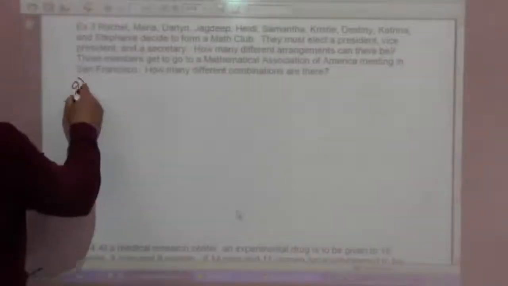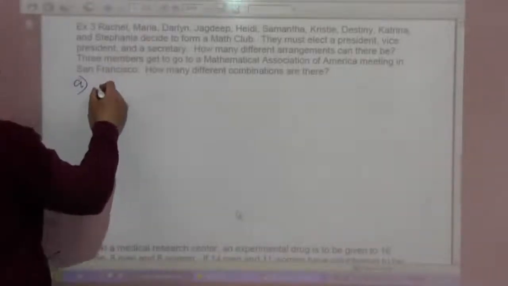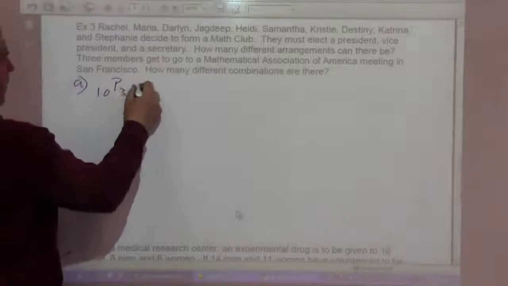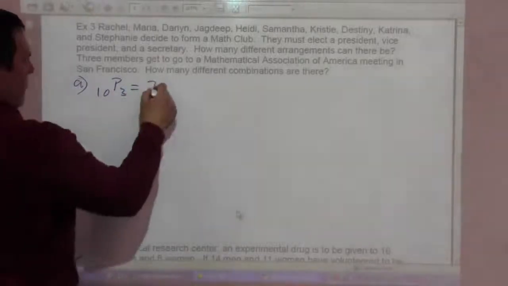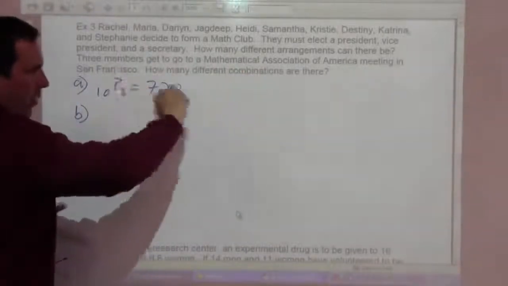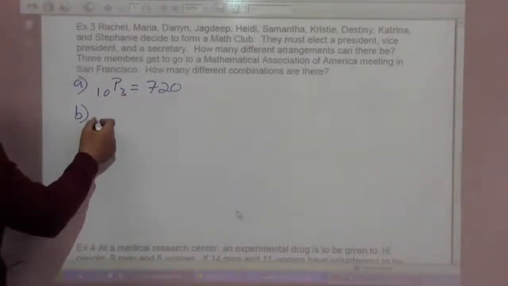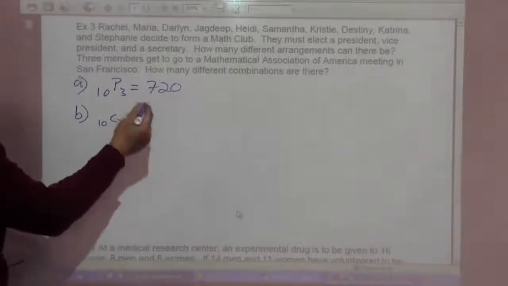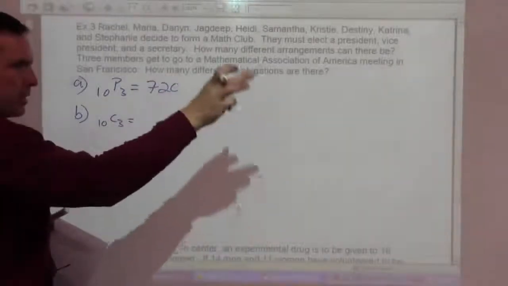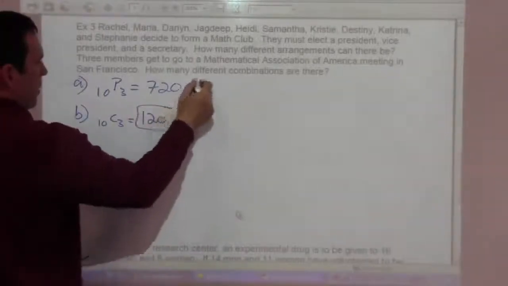Okay, so for the first part, order matters. President, vice president, secretary, it matters who's in each position. It's not just saying 3 people to be leaders. So that would be 10P3. 10P3 is 720. In the second case, 3 people. It doesn't matter who they are. 3 people get to go to San Francisco for a conference. So that'd be 10 choose 3, because the order doesn't matter. It's not like you're the first, second, third. It's just you group of 3. And so in this, 120 different combinations.